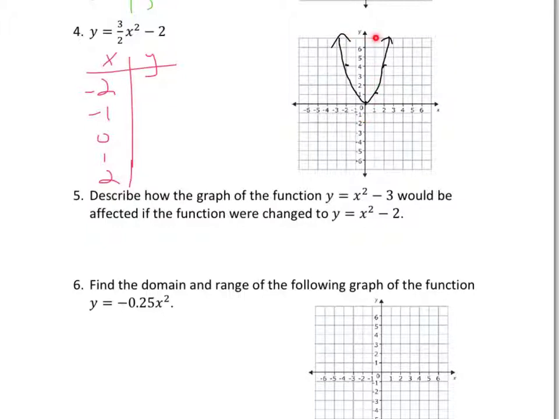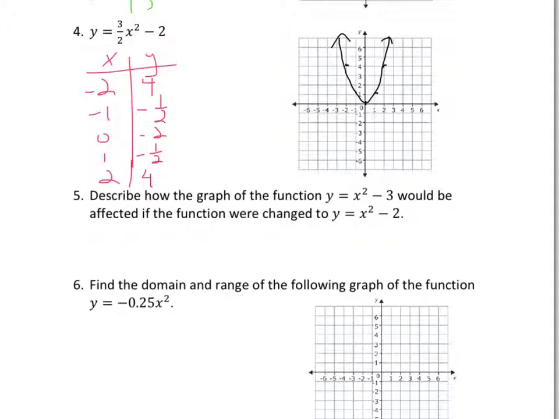Okay, let's go ahead and plot the points. So negative 2 squared is 4. 4 times 3/2 is 6. And minus 2 is 4. Now 3/2 minus 2 is negative 1/2. So that's what we'll have for that one. Negative 2 for our 0, because our x squared cancels out. Negative 1/2 again, and 4.